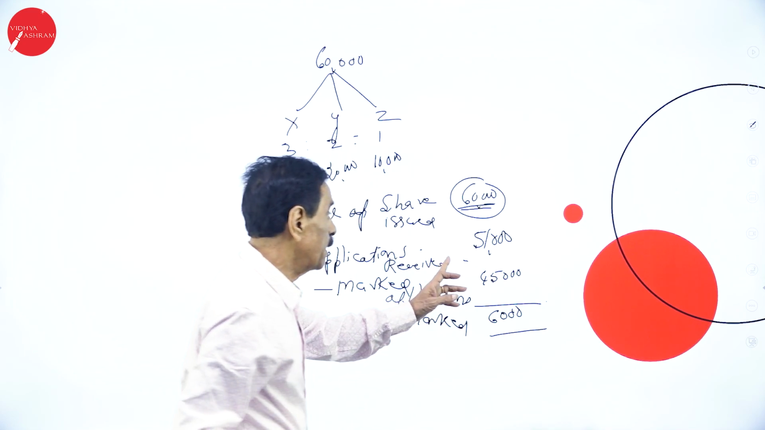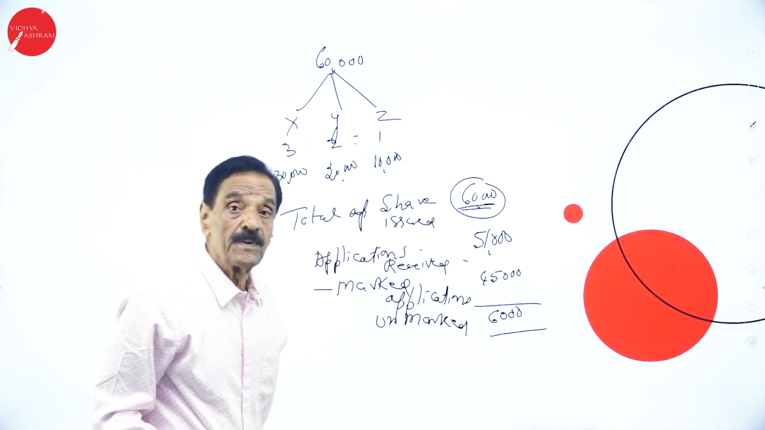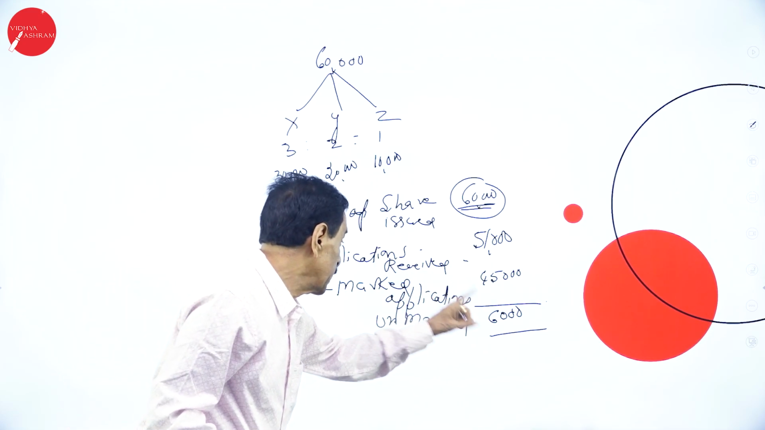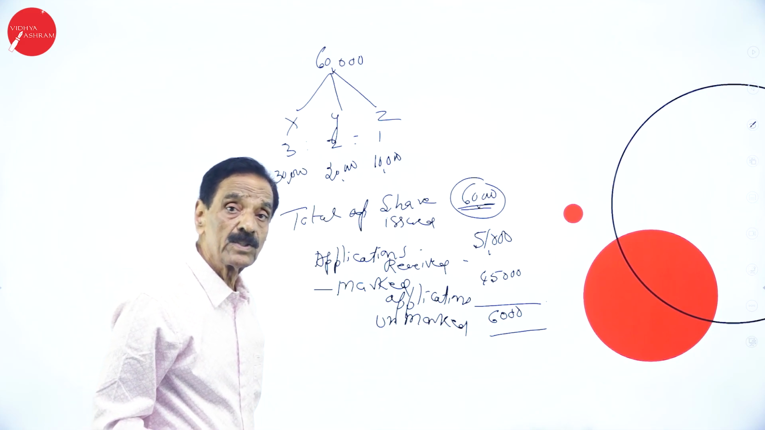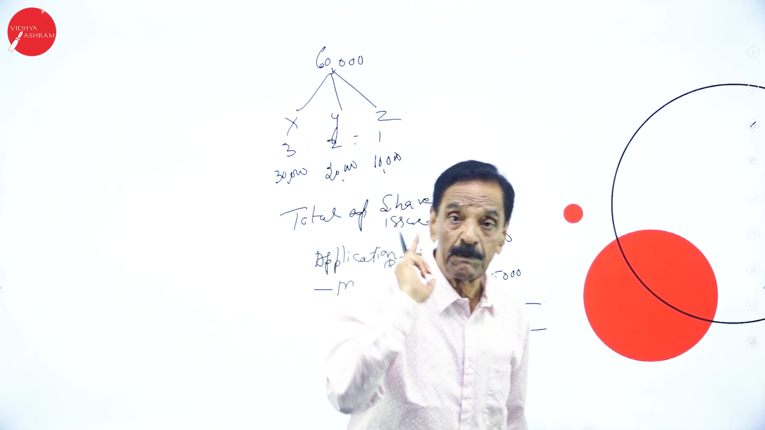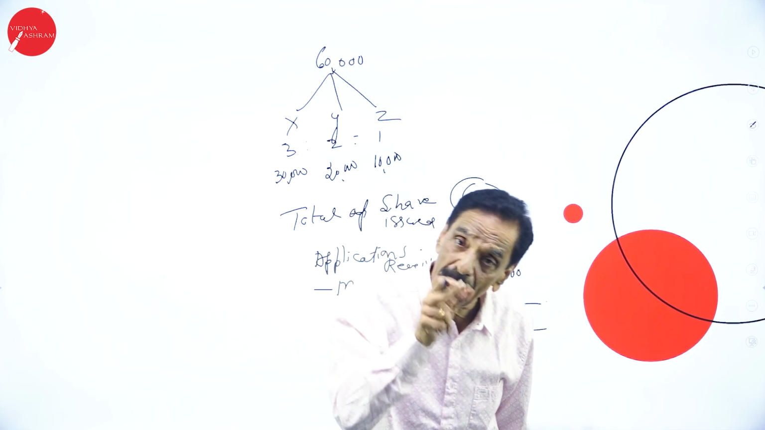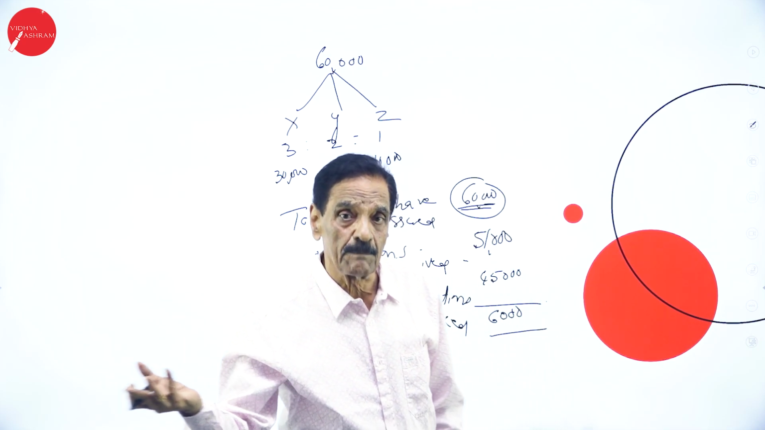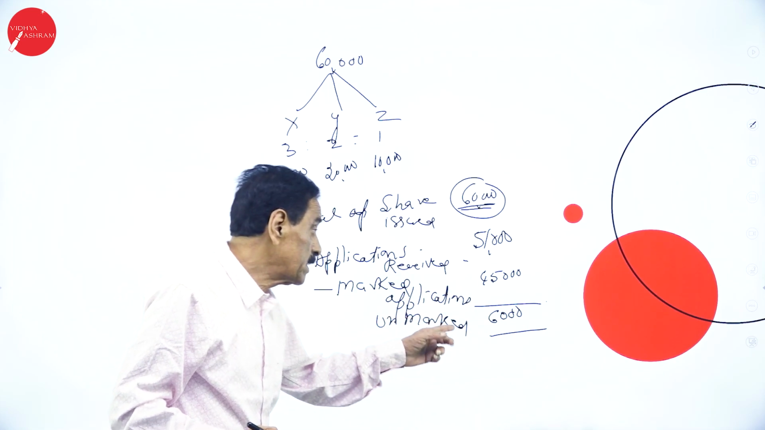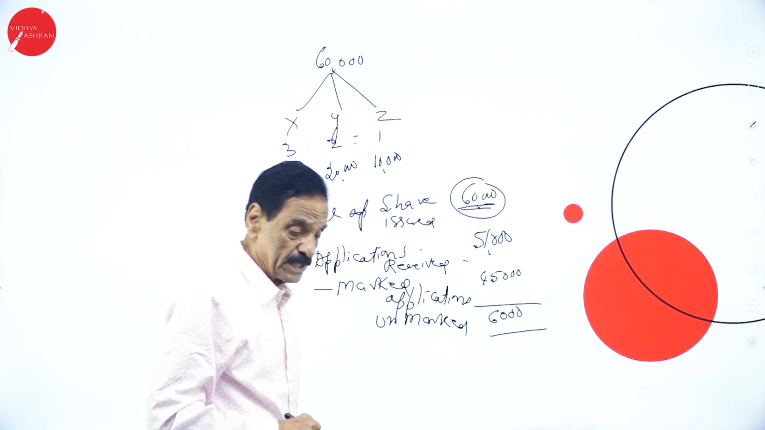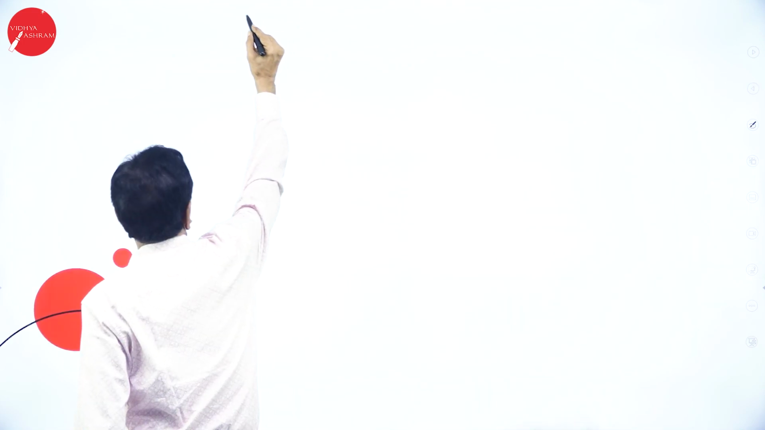So what is the total number of applications received? 51,000 shares. Out of that, marked application 45,000. How much unmarked? 6,000. I already told you, when the application received, it includes marked application and unmarked application. How much marked application? 45,000. How much unmarked application? 6,000. We'll move on to the statement.